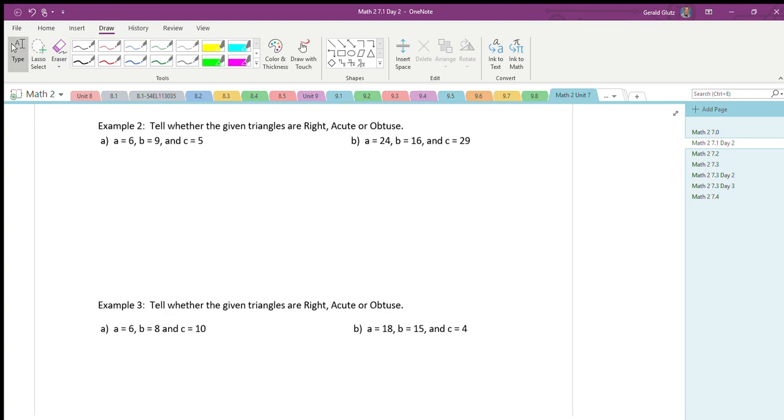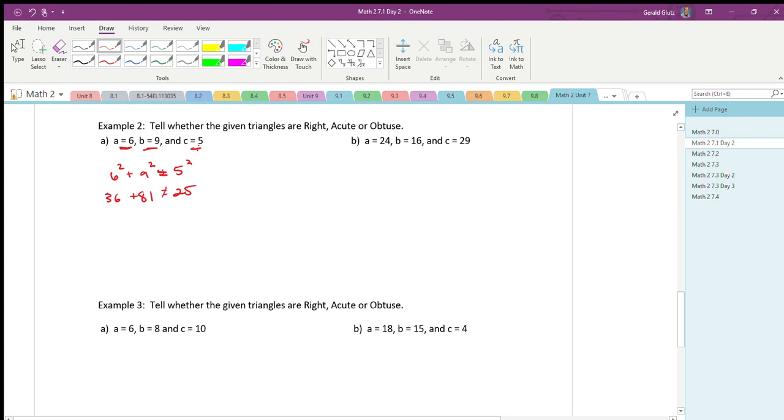Example 2: tell whether the triangles are right, acute, or obtuse. Again, we're going to do a squared plus b squared equals c squared. So 6 squared plus 9 squared has to be equal to 5 squared. Right away you can tell that those are not going to be equal to each other, so it's not going to be right. Let's see what type of triangle it is. If I add up the two smallest sides, 5 and 6, that would be bigger than 9, so it could be a triangle.